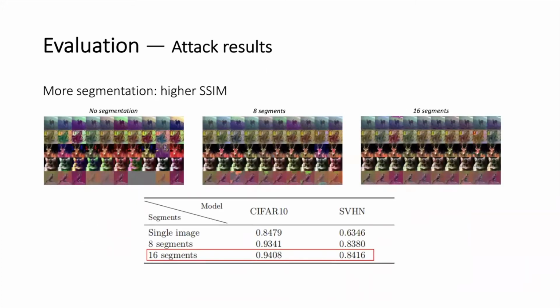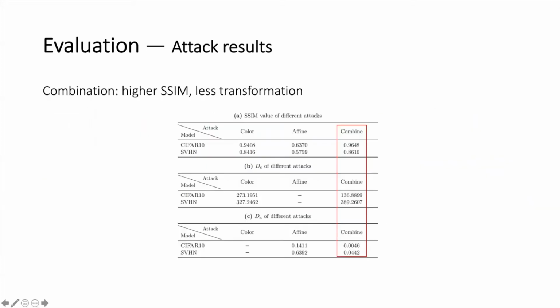First, for color transformation, we found that if we segment the image into more pieces or segments, the quality of the adversarial examples would be higher, which means they have higher SSIM. Second, we found that the combination attack has better performance than a single transformation attack, either color or affine transformation. We can see that the attack results of the combination attack have higher SSIM and they require less transformation.